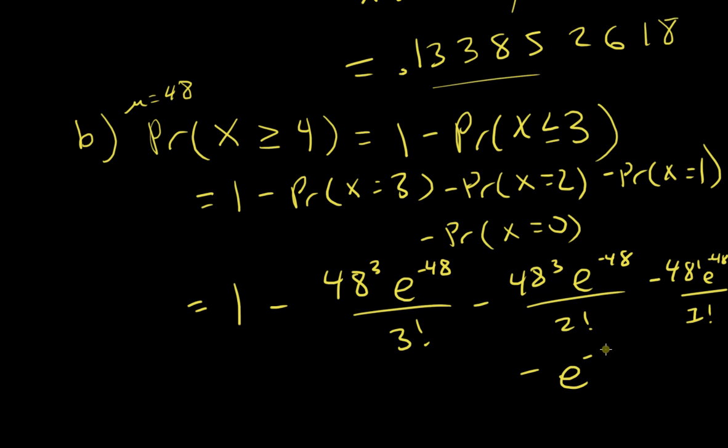What's 0 factorial, by the way? 1, right? So when I divide this by 0 factorial, it's just 1. So I didn't write it right there. Also, 48 to the 0 power is also 1. Okay?